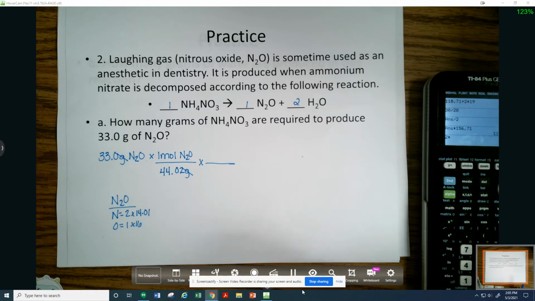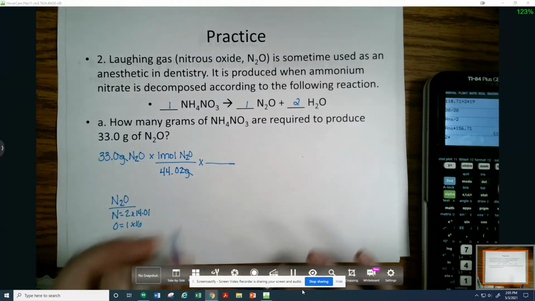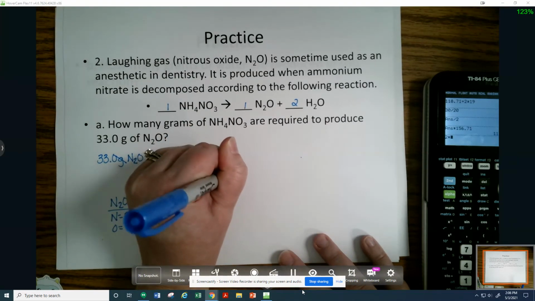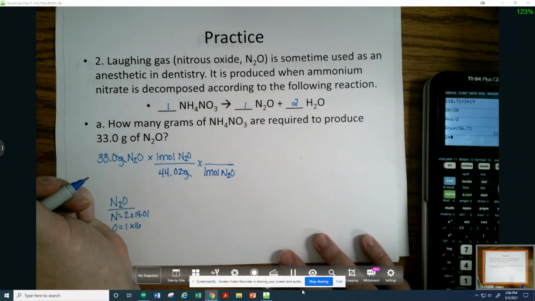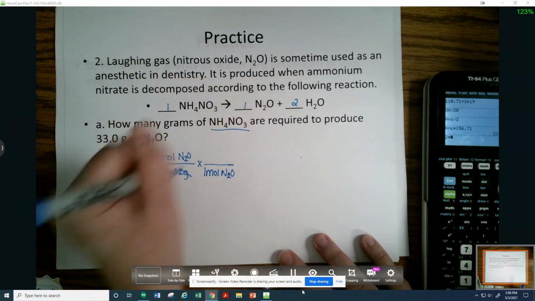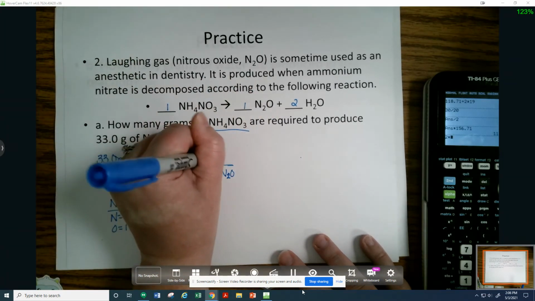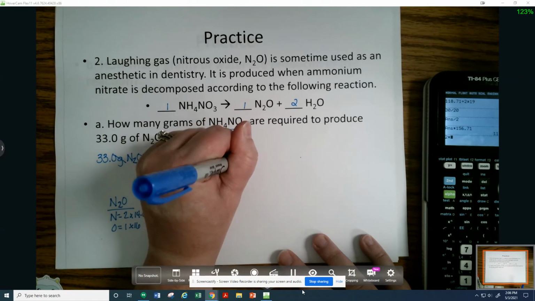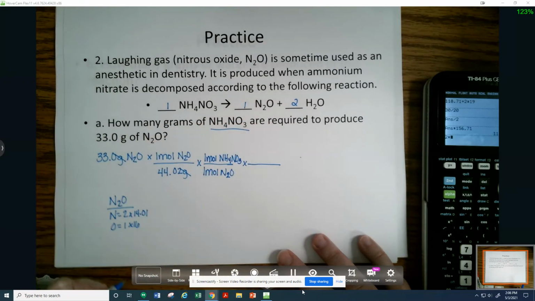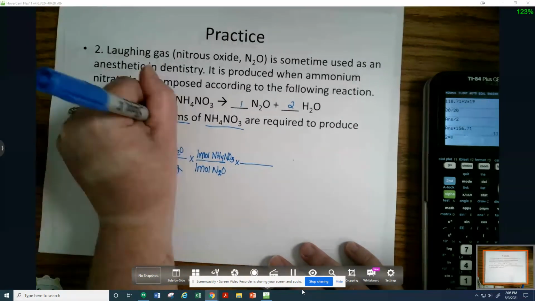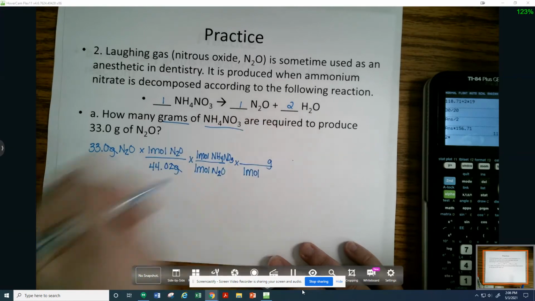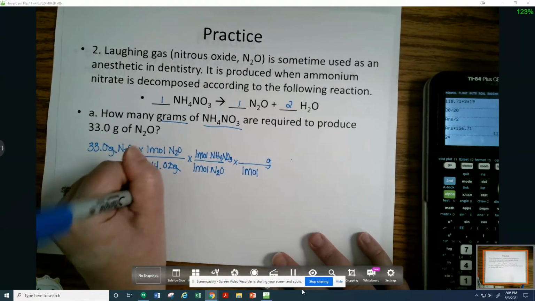So we have N2O using my balanced equation. That is 1 mole of N2O. They want to know how many grams of ammonium nitrate are required. So the ratio there is a 1 to 1 ratio. So the last piece then is you need the molar mass because it wants grams. So 1 mole will go in the denominator. We need the number of grams by calculating its molar mass.